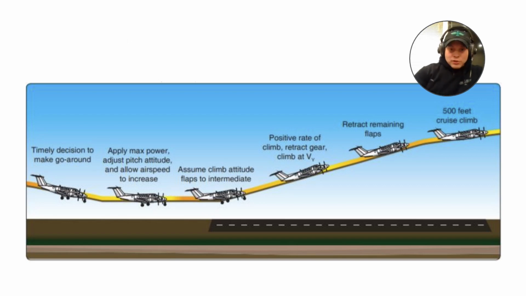Now, this is what it should look like. You're basically coming in to land. You make the decision to go around, apply takeoff power, adjust your pitch, and then establish a climb, bring your flaps up incrementally, raise your gear, bring up your flaps completely, and then climb out.